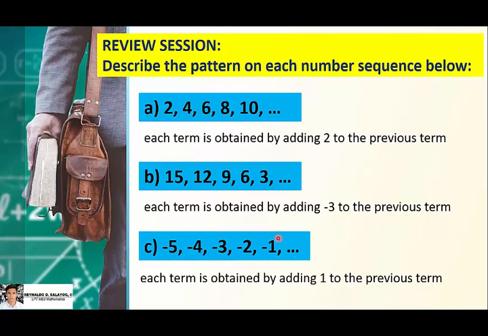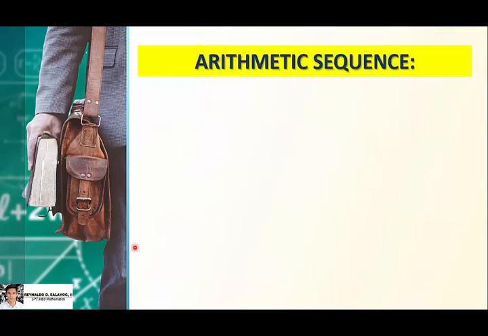And of course, following or adding the same constant to the previous term to get the successive term, we follow this number sequence. Our examples, the number sequence under A, under B, and under C, are all examples of what we call an arithmetic sequence.